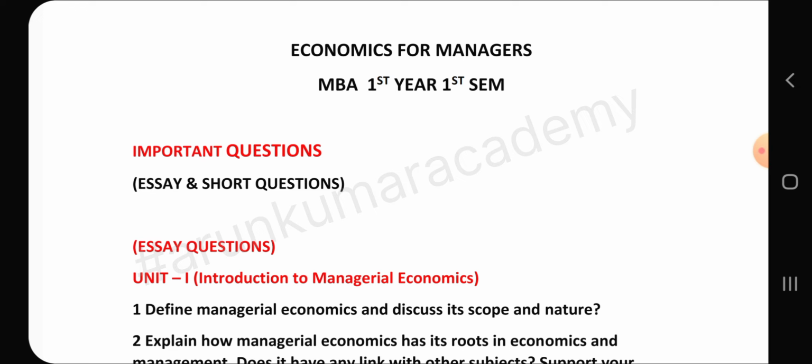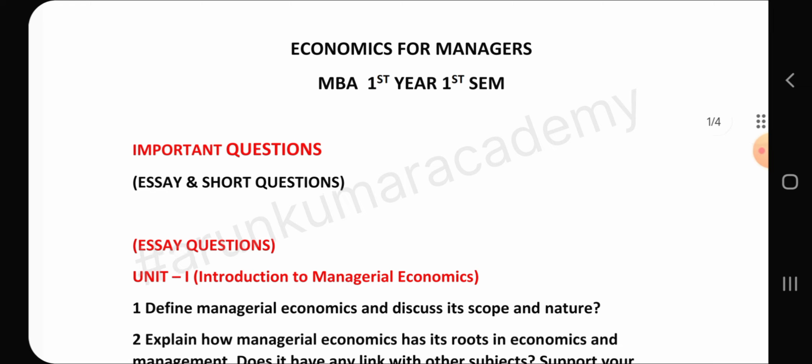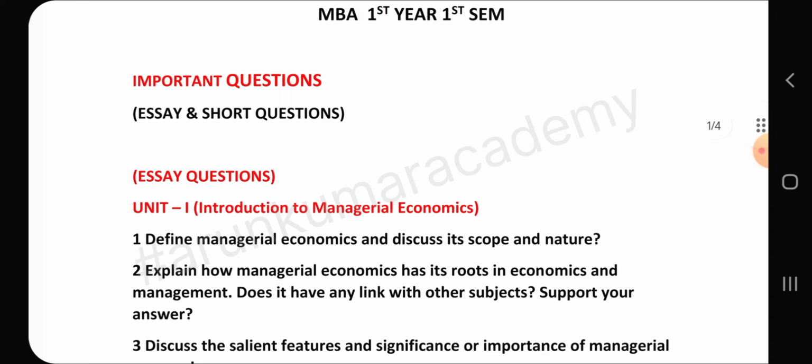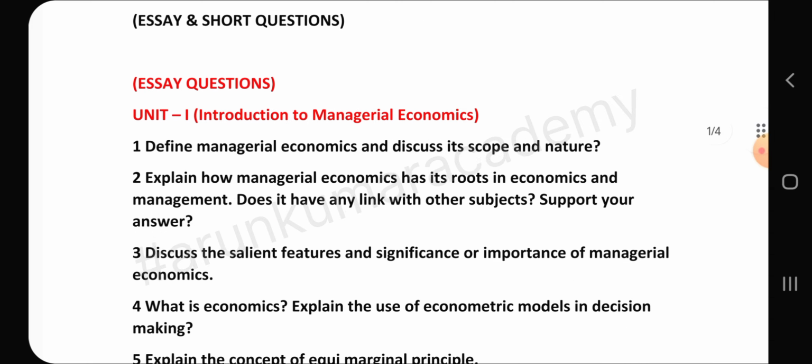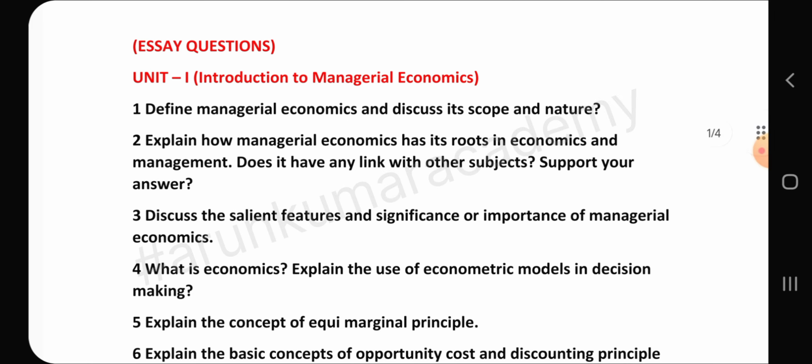Now we will see the important essay questions from Unit 1. Unit 1, that is Introduction to Managerial Economics. So these are some of the most important questions, like define managerial economics and discuss its scope and nature. Explain how managerial economics has its roots in economics and management. Does it have any link with other subjects? Support your answer. Then discuss the salient features and significance or importance of managerial economics.